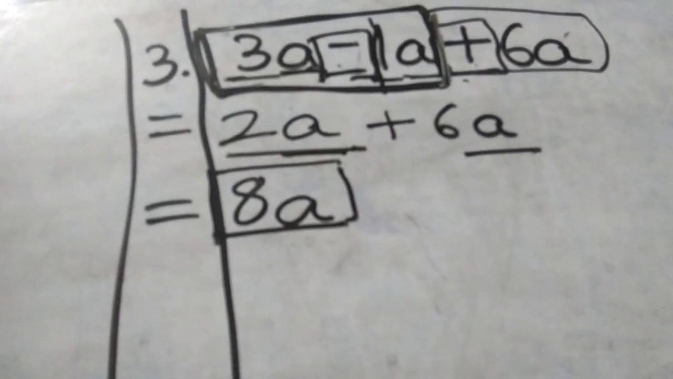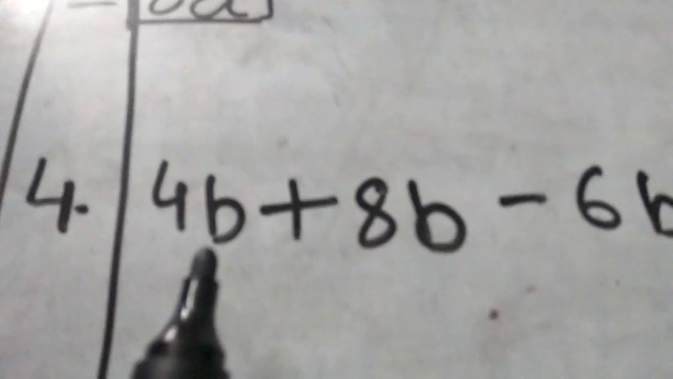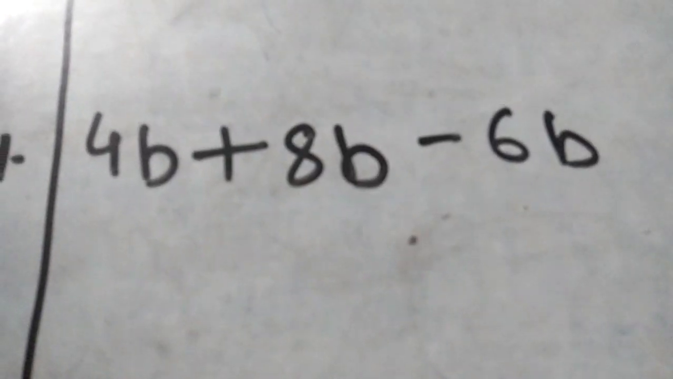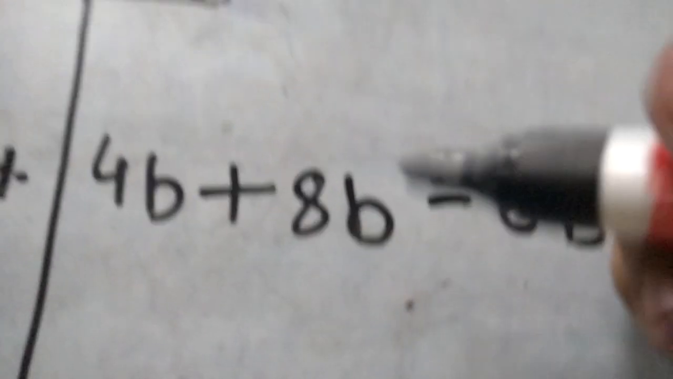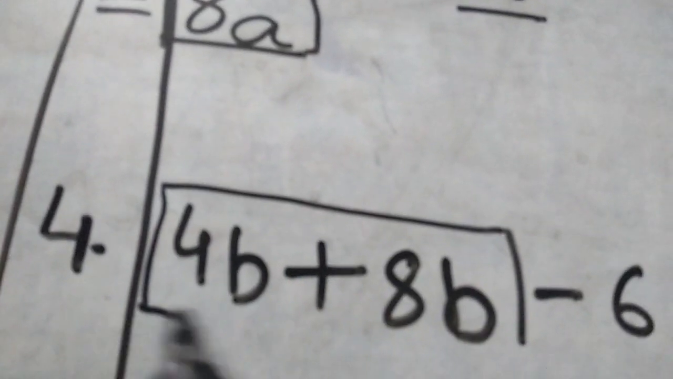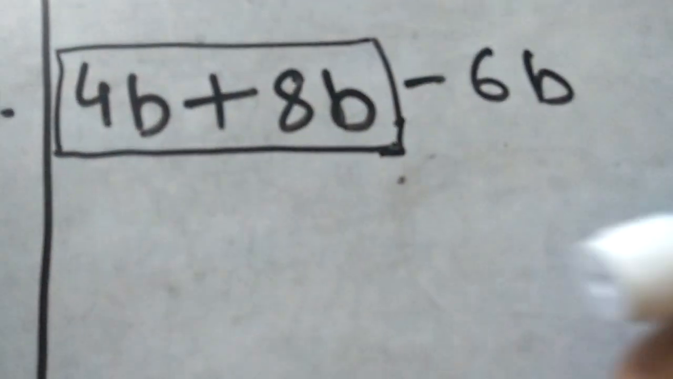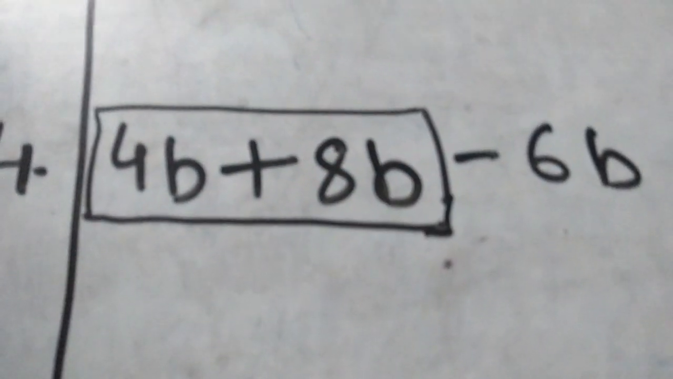Let's do another sum with different constants. Here is our second sum. 4b plus 8b minus 6b. Again, let's divide the sum into two parts. Like 4b plus 8b and leave the 6b as it is, minus 6b.